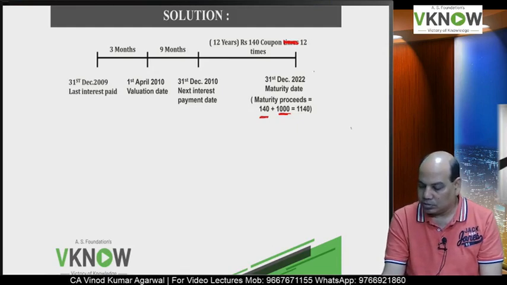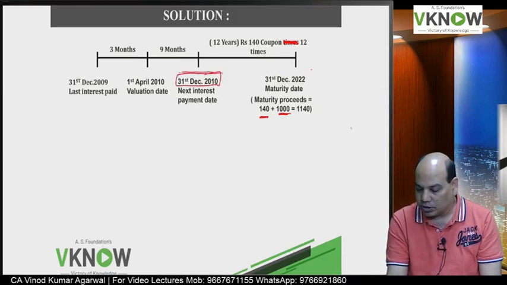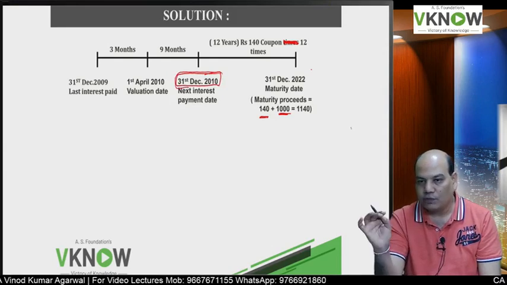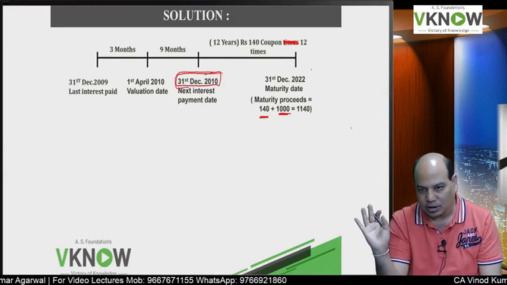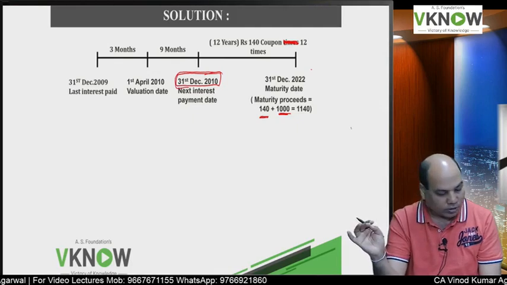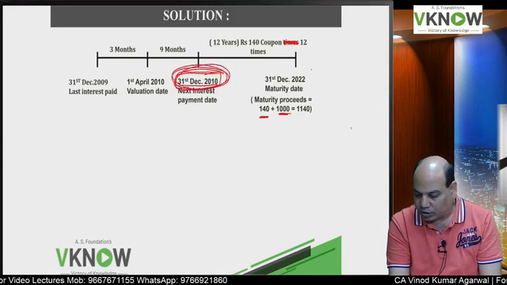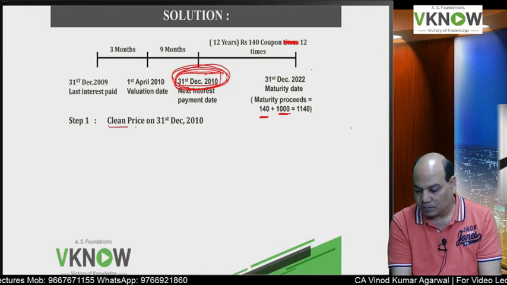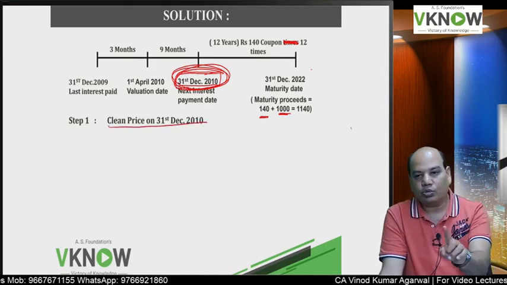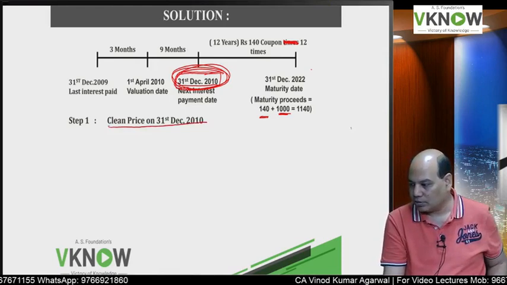So I'll repeat. You have to first calculate the clean price on this date. On this date, I have to value the bond. 12 coupons are pending and principal 1000 is pending after 12 years, and the discount rate is 16%. So we are going to find clean price by calculating the present value of remaining coupon and redemption. Write down step 1. Only 4 steps are required.